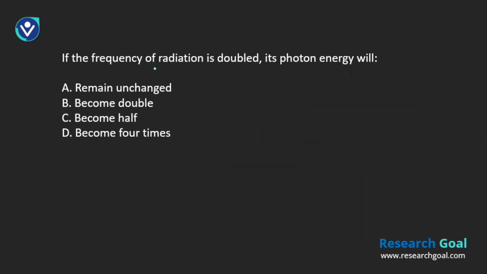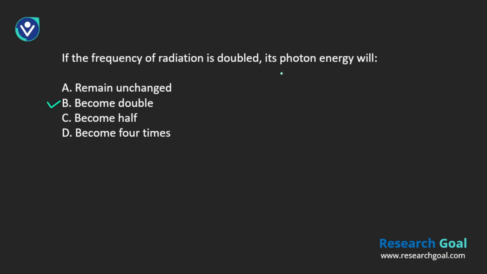If the frequency of radiation is doubled, its photon energy will, all right, option A, remain unchanged, option B, become double, option C, become half, option D, become 4 times. All right, so for this one, I hope you have selected the correct option. Take your time. You can pause the video also. Now I'm going to give you the correct option, and the correct option in this case is option B. Option B is the correct option. And why it is correct, we'll know.